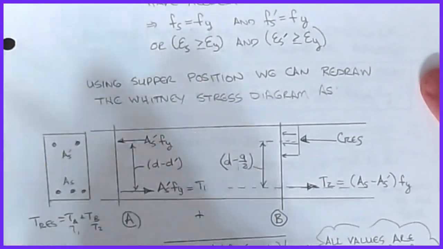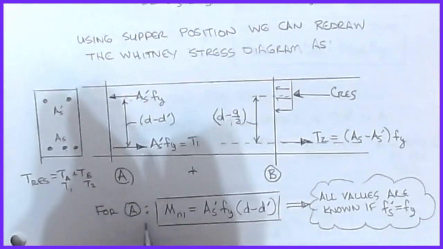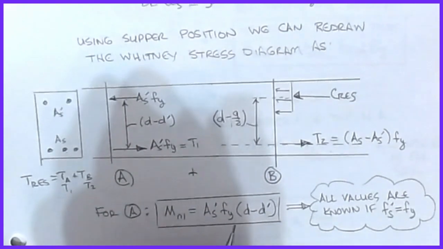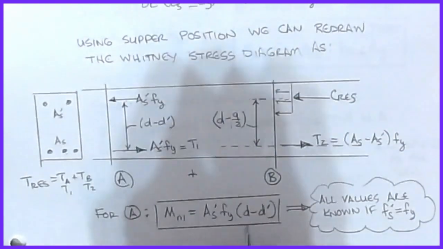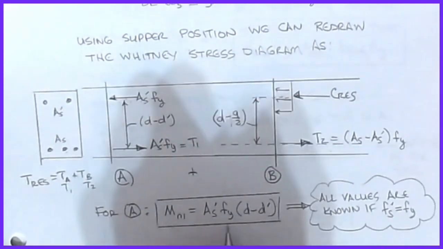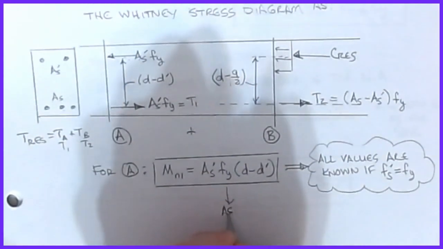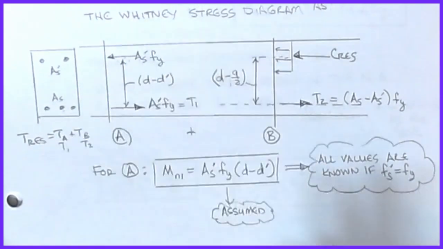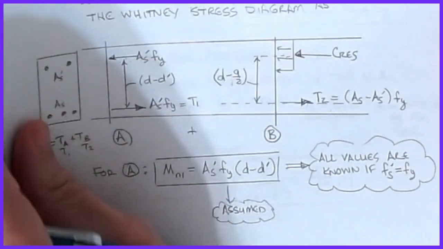All right, so what we do then is we can calculate the moment on this region as simply being As prime times fy, again assuming that fs prime is fy, multiplied by d minus d prime. So you'll have all of this stuff in an analysis problem. And again, we made an assumption here, but we'll have to verify it with our strains at the end. So that gets us our diagram for A.